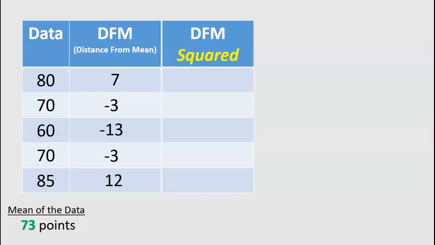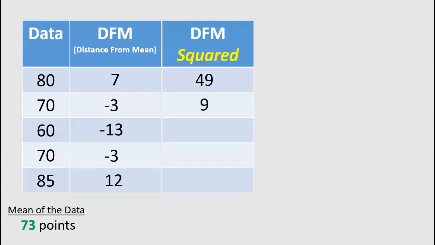Well, let us see. Let's start with the first data point, 80. 80 is 7 points above the mean, so its squared distance from the mean is 7 squared, which is 49. We'll do the same thing for all the data points. 70 was 3 points below the mean, so its squared distance from the mean is minus 3 squared, which is 9.